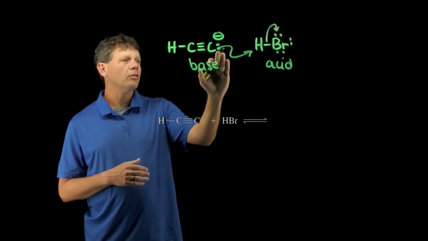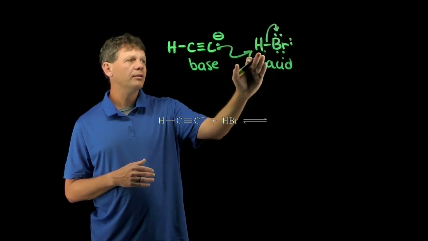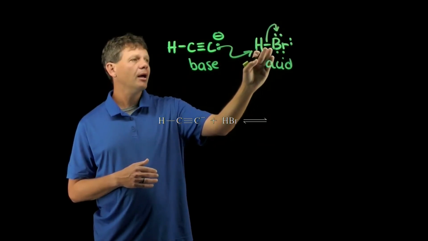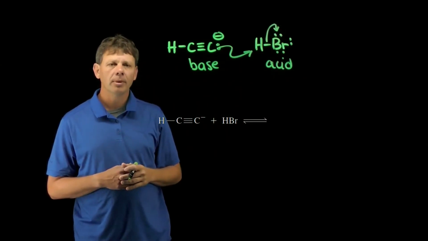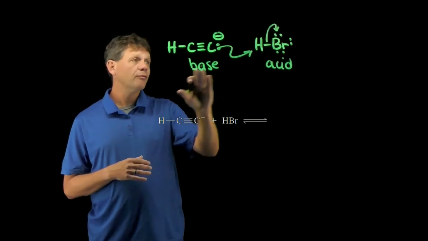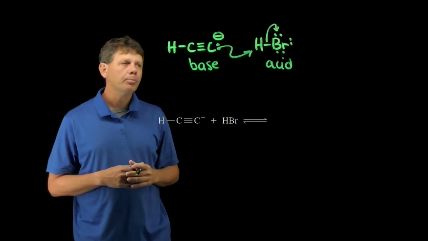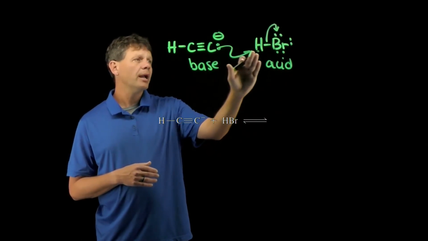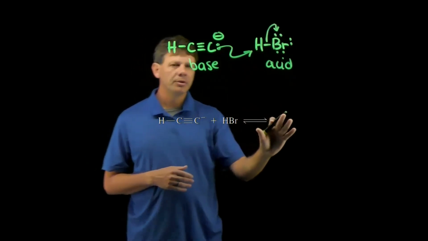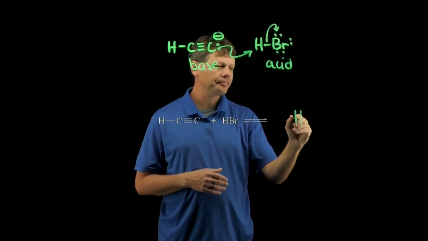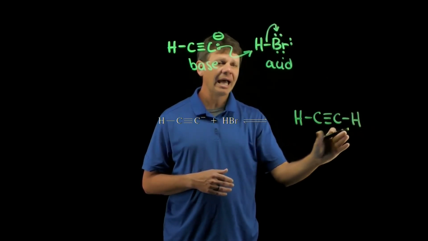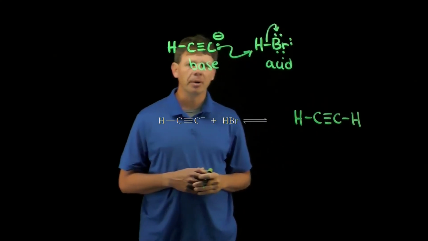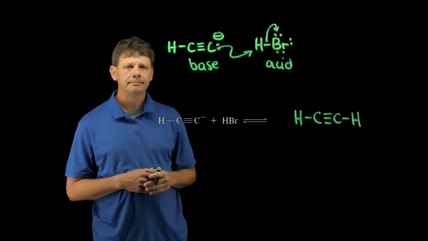What we're showing is the lone pair of electrons being donated to this proton, and at the same time, the electrons in the HBr bond moving on to the bromide. By accounting for that electron movement, we can predict the products. This lone pair will become a new bond between hydrogen and carbon. And so our product, the conjugate acid, will be this molecule, acetylene.